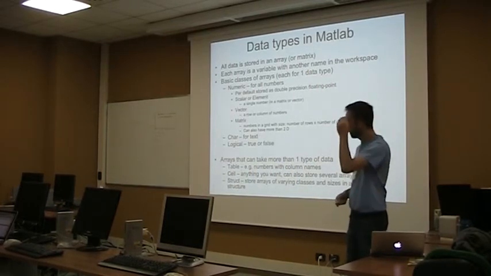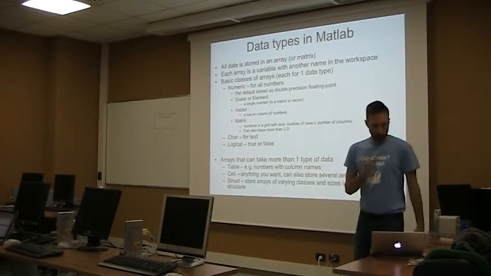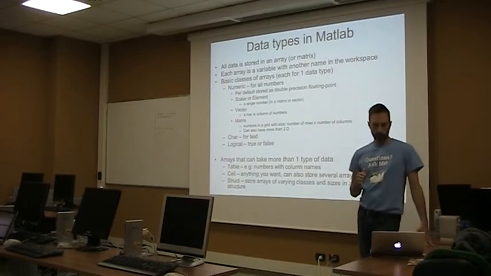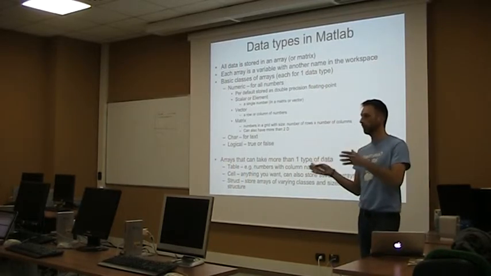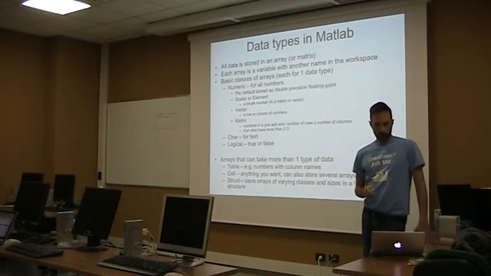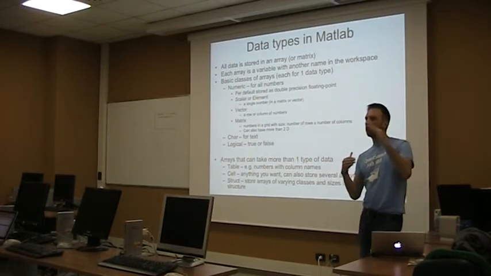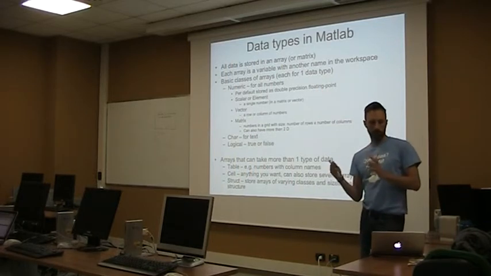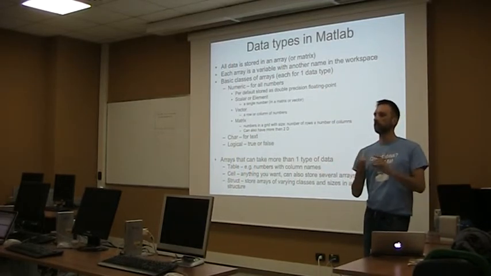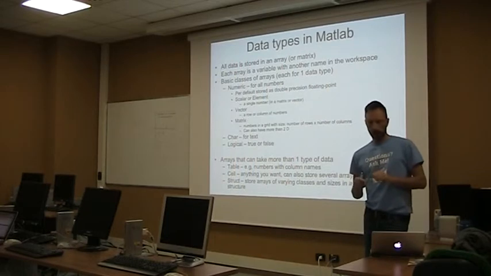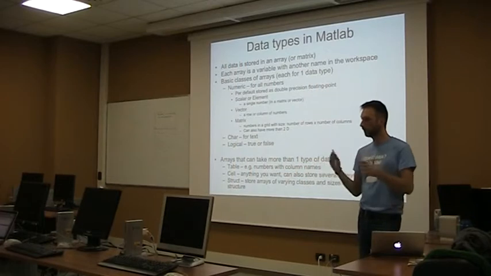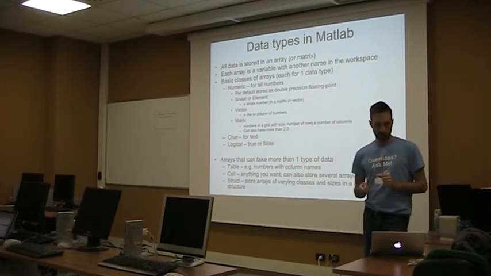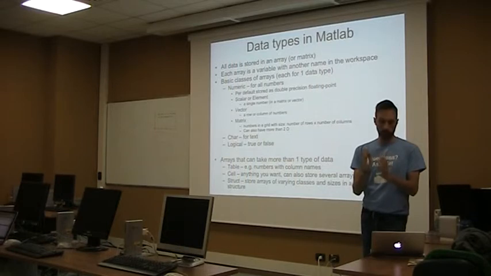Which are the data types in Matlab? Okay, so all data is stored in arrays or matrices, and an array is a variable with a name in the workspace. So each array has a name. Yeah? There are like two basic classes. Some arrays can only take one type of data, say only numbers or only text, while other arrays can take data from different types. Yeah? So let's look first at those which can only take one type.